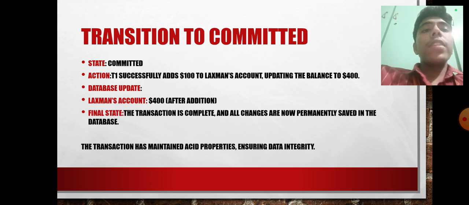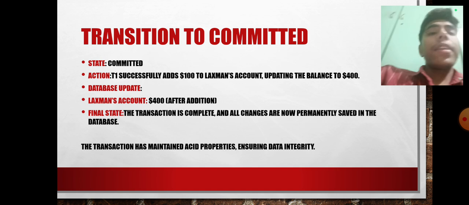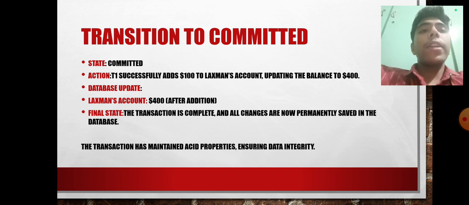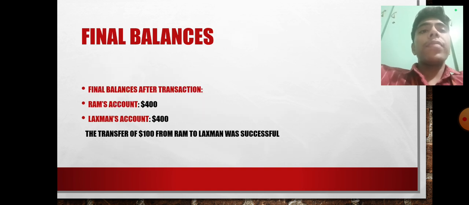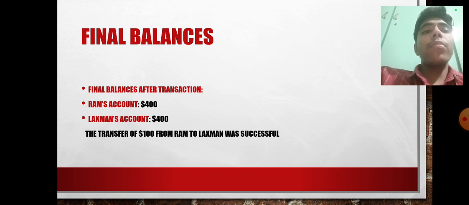This is the final state. All changes are now permanently saved in the database, which means the transaction is successfully completed without any inconsistency in the database. Here are the final balances after the successful transaction. Ram has $400 and Lakshman has $400. $100 is successfully transferred from Ram to Lakshman.